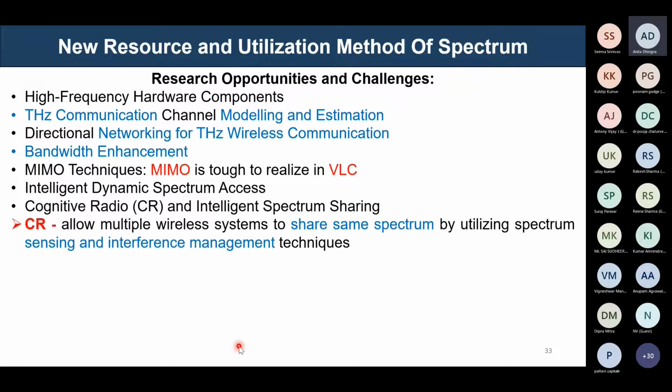Correct. So we share the spectrum with a sensing mechanism and intelligent management, so that the SNRs or SINRs can be improved.